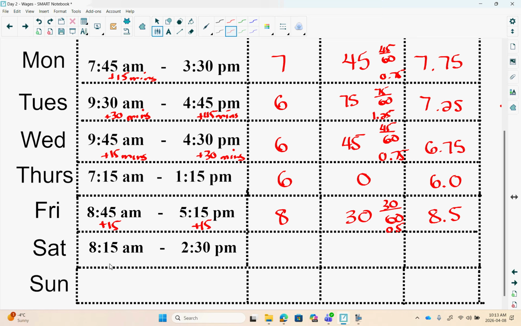And then lastly, if I go plus 45, that brings me to 9. 9 to 12 is 3 hours. 12 to 2 is 2 hours. 3 and 2 are 5. But I have to add 45 minutes and 30 minutes. That's another 75 minutes. Calculations up here. 75 divided by 60 is 1.25. That gives me 6.25. Because 5 plus 1.25 is 6.25. You okay with that?